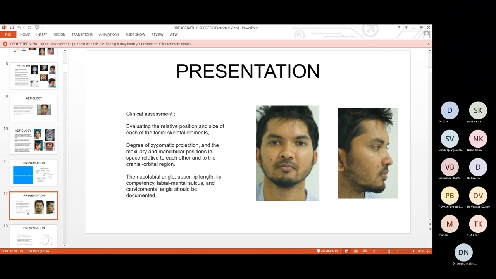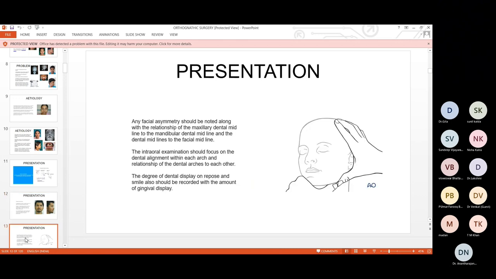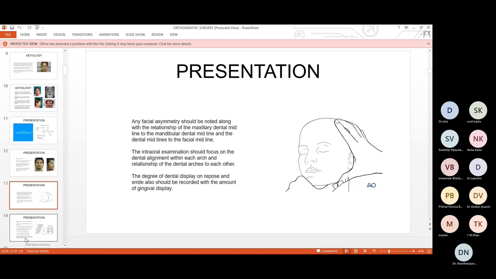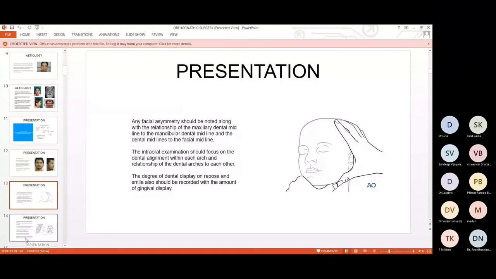So the clinical assessment is evaluating the relative position and size of each of the facial skeletal elements, the degree of zygomatic projection, the nasolabial angle, the position of the maxilla and the mandible compared to each other and to the cranio-orbital region, the cervicomental angle. All these things need to be documented. Any facial asymmetry should be noted, along with the relationship of the maxillary dental midline to the mandibular dental midline. And then the intraoral examination should focus on the dental alignment and the relationship of the dental arches to each other.